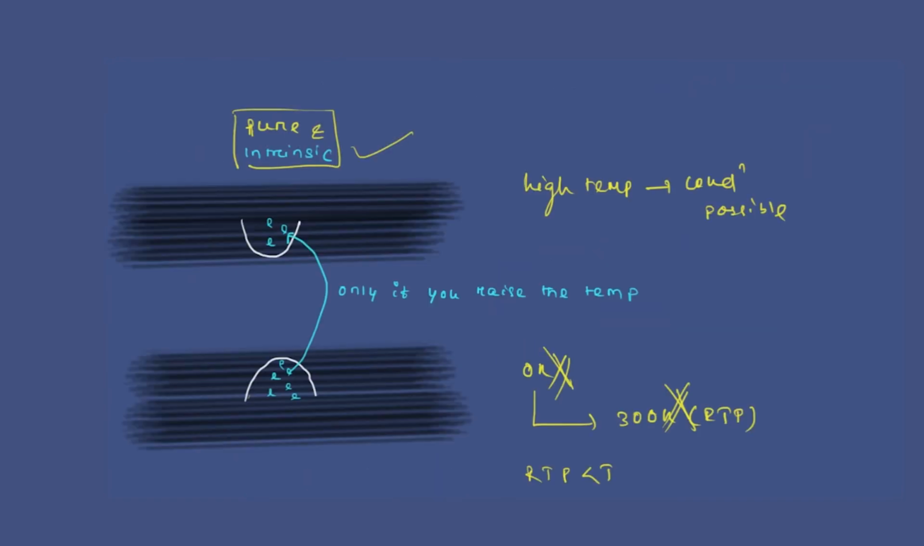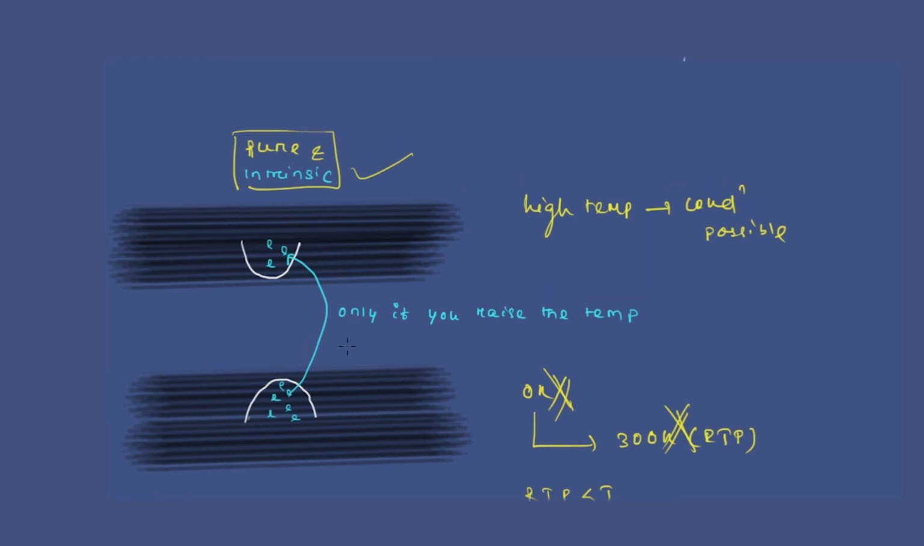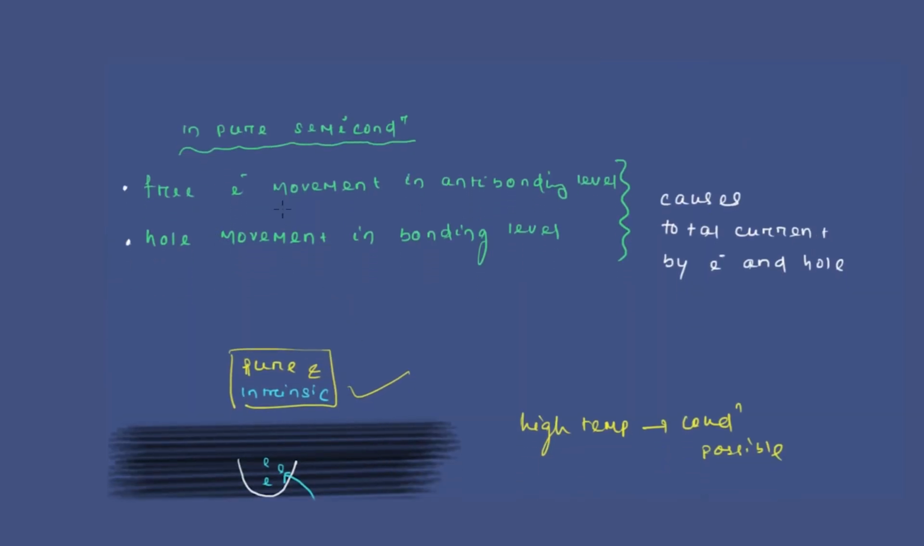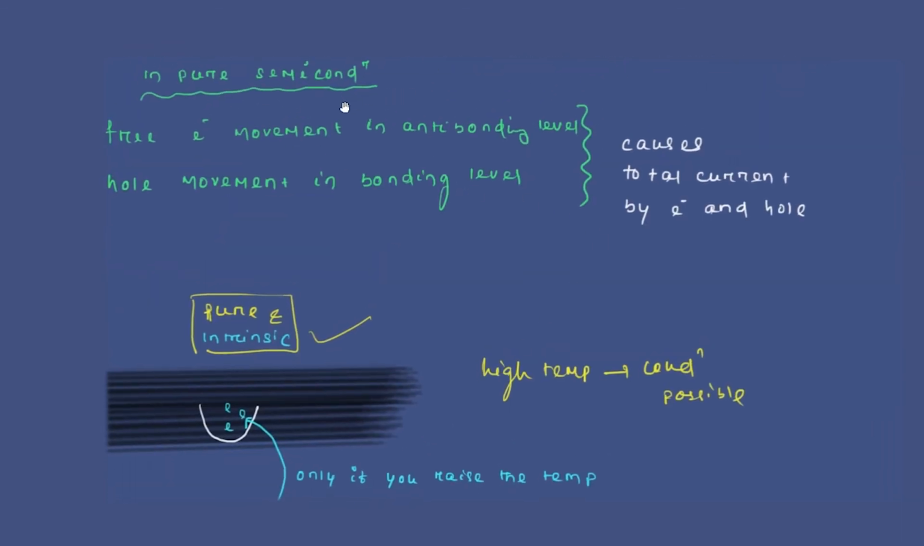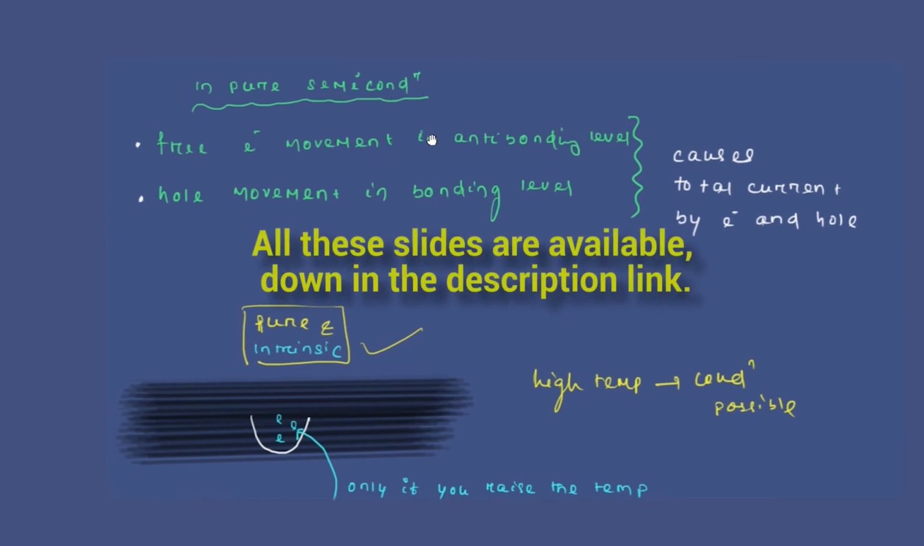Now moving on to our last point. In pure semiconductor, free electron movement in anti-bonding level and hole movement in bonding level causes the total current by electron and hole. So in case of pure semiconductor, always remember, free electron is available. Now the free electron movement in anti-bonding level and hole movement in bonding level happens only if you raise the temperature, at high temperature. So at high temperature, you got this point.